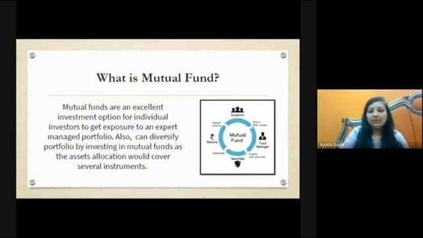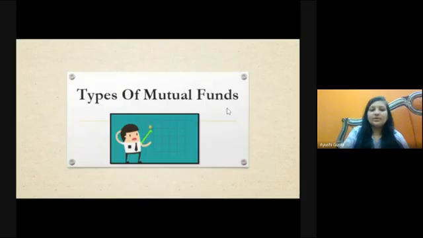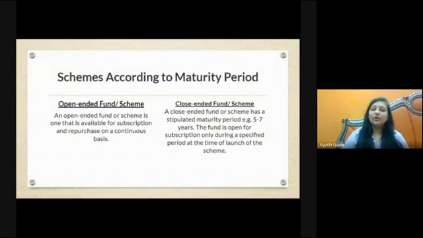So now here I would like to talk about the types of mutual funds. I have classified them on the basis of two criteria. The first one is the scheme according to the maturity period. Under this there are 2 types: the open-ended fund and the closed-ended fund.